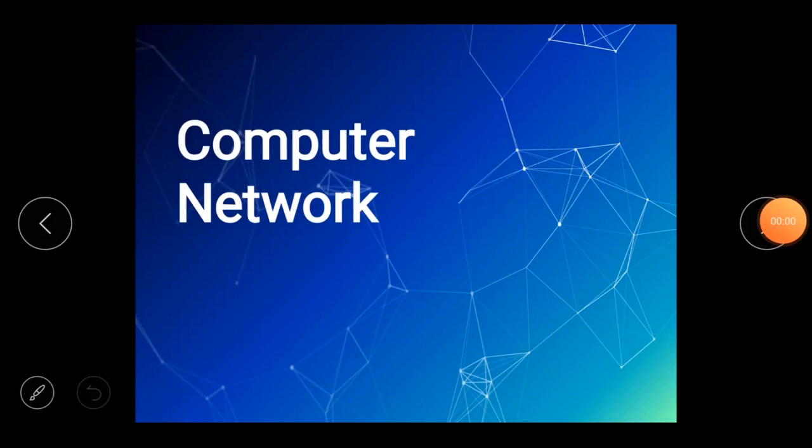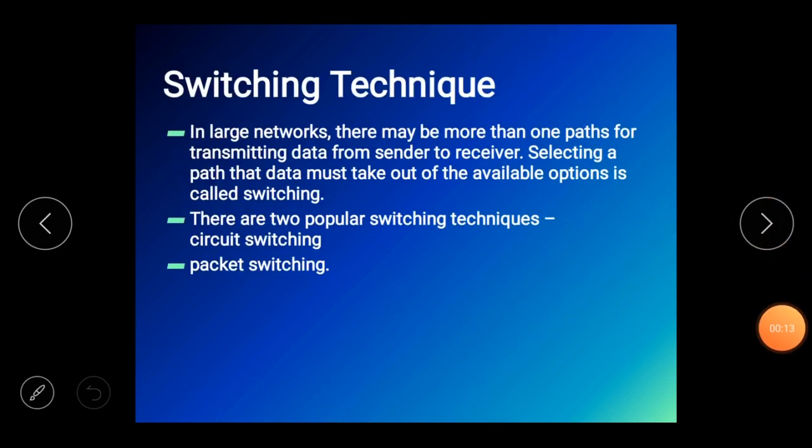Welcome my dear student. In this session of the computer network we will study some more topics from the chapter web applications. Now starting with the first topic that I am going to discuss, that is switching techniques. First of all you should know what switching techniques are.